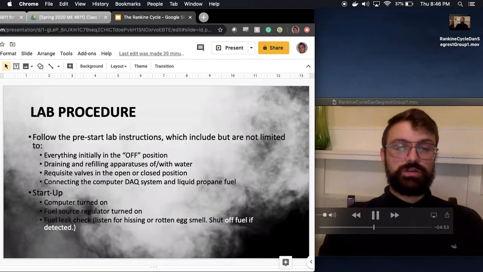So the lab procedure I'm going to go through pretty quickly. Initially, everything's going to be off. We're going to be draining and refilling the apparatus with water, with the requisite valves in the open or closed position as prescribed by the lab manual. We also need to make sure that we've connected the computer DAC system and the liquid propane fuel, but we haven't turned it on yet.